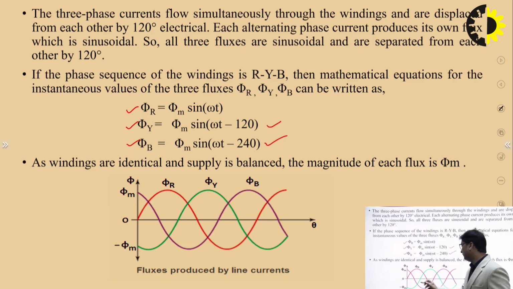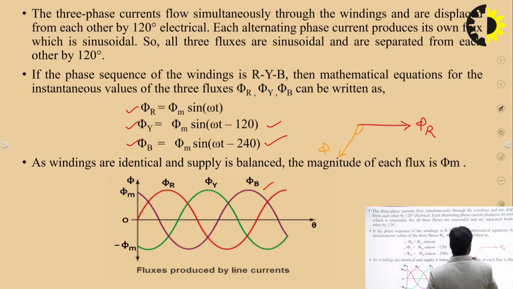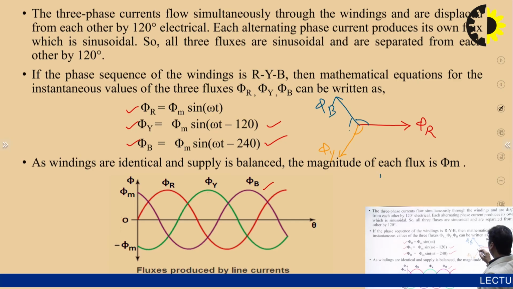So this is the three fluxes, the three fluxes in the three-phase supply. If you draw the phasor diagram of this, phi Y and phi B, which is omega t, lag by 240 or lead by 120 degrees. You can see that these three fluxes are displaced by 120 degrees.